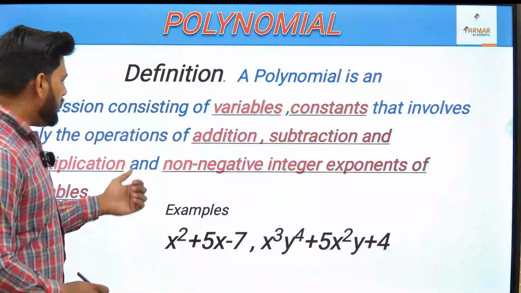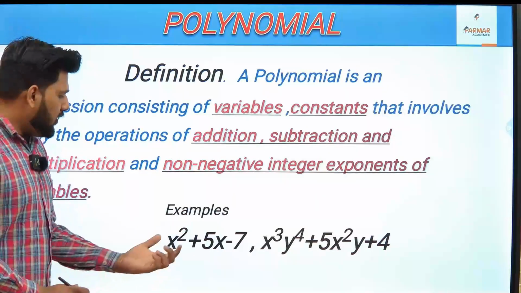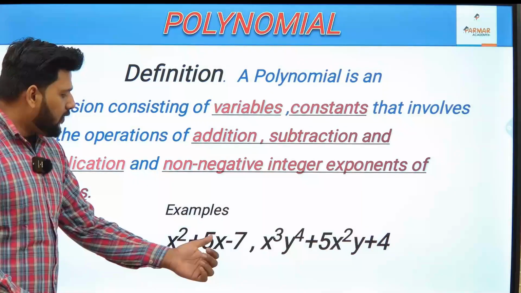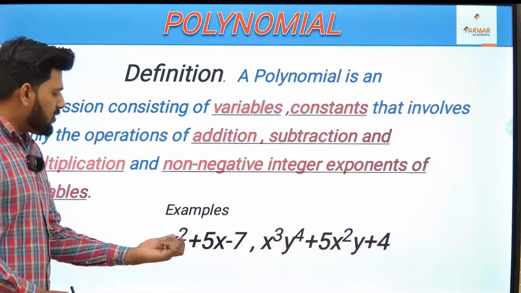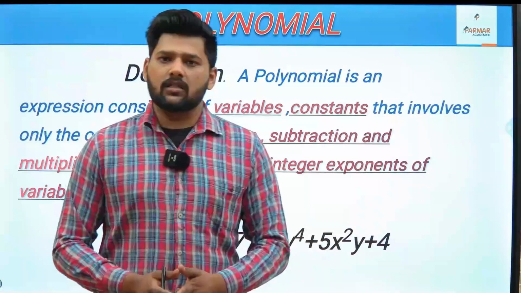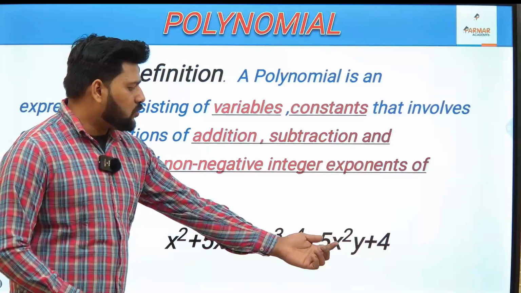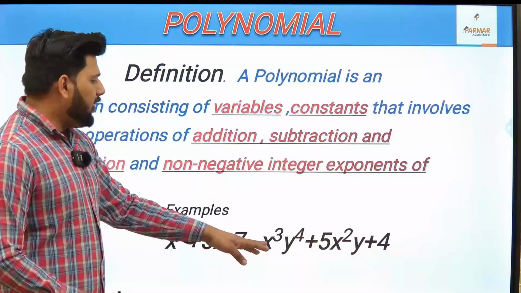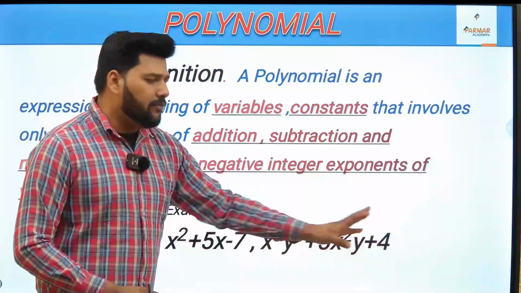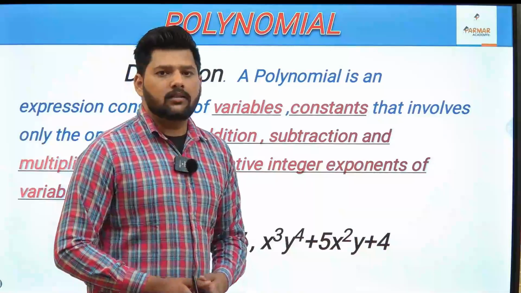So, let's clear this with the example x square plus 5x minus 7. Here, this is a polynomial in which the variable is x and the constants are plus 5 and minus 7. The power is 2 here, power 1 here. Here this is a constant, so we will take it as power 0. In the second one, x cube y4 plus 5x square y plus 4. Here the variables are x and y and the constants are 1, 5 and 4. And the exponents are 3, 4, 2, 1 and 0.